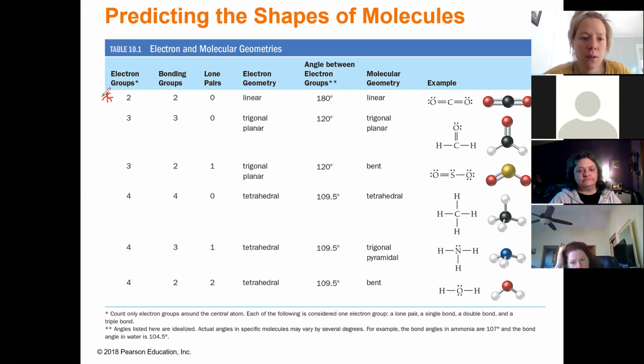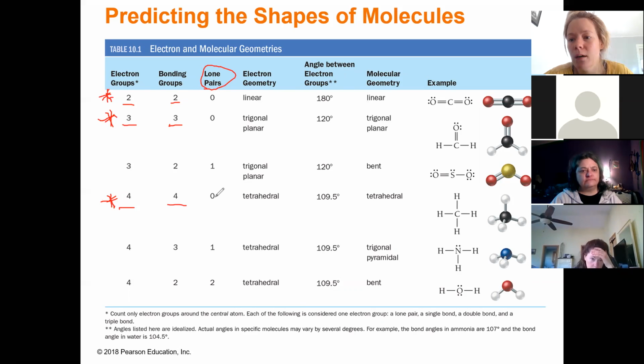So what we have for these first, I'm going to star this one and this one. In these, the electron groups and the bonding groups are the same, or you have 0 lone pairs of electrons. So anytime the number of electron groups and the number of bonding groups are the same, or every electron group is attached to an atom, that means the electron geometry and the molecular geometry will also be the same. So you can just assume if there's no lone pairs, these are the same.